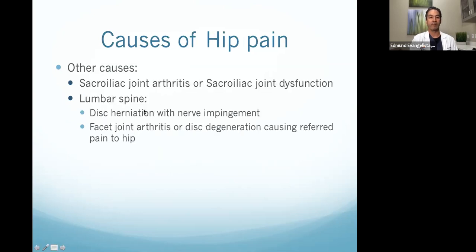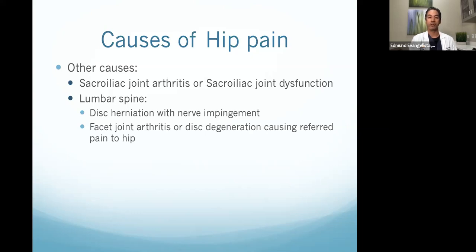Then there are other causes of hip pain. The sacroiliac joint can cause pain in the back of the hip and occasionally in the groin due to arthritis. Patients can have sacroiliac joint dysfunction where there's abnormal rotation or alignment of the SI joints causing pain.